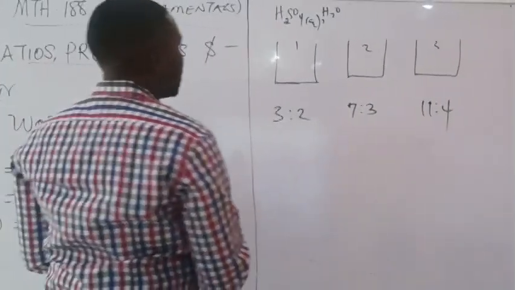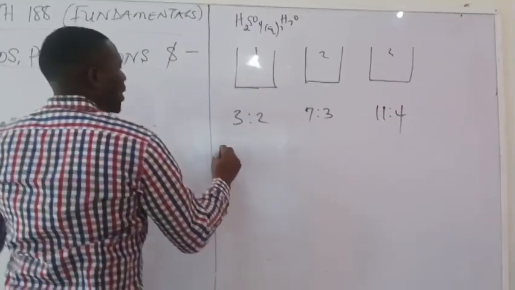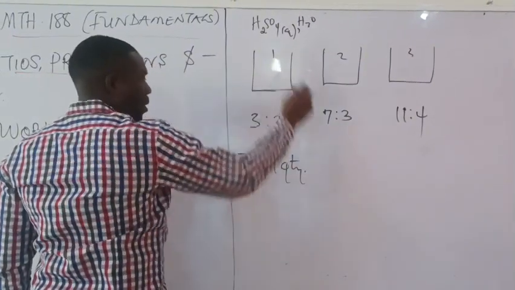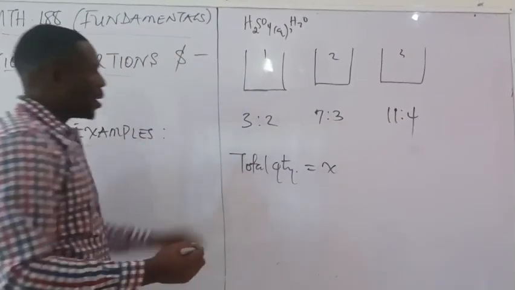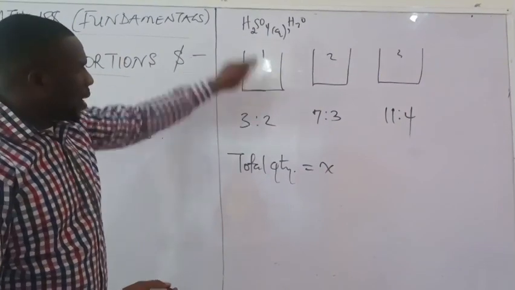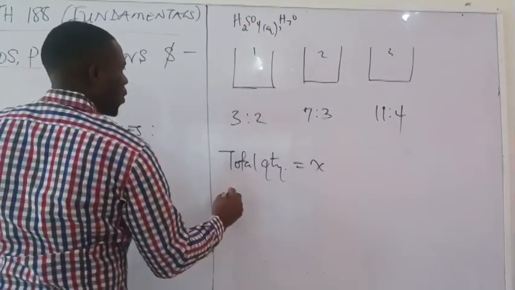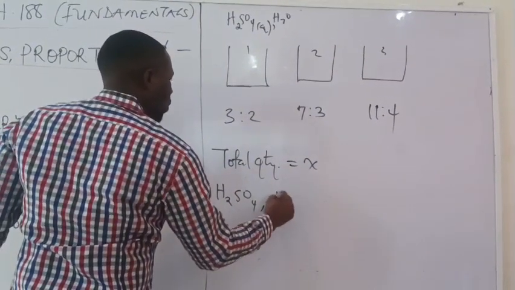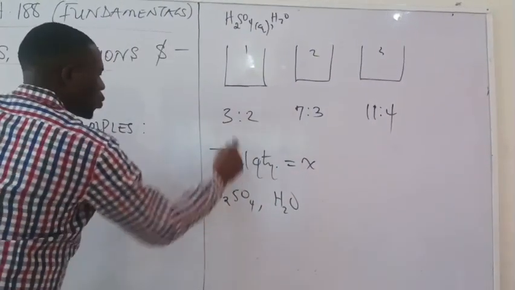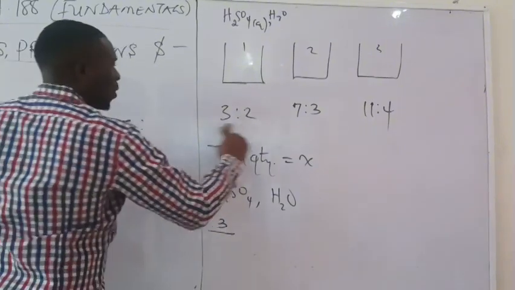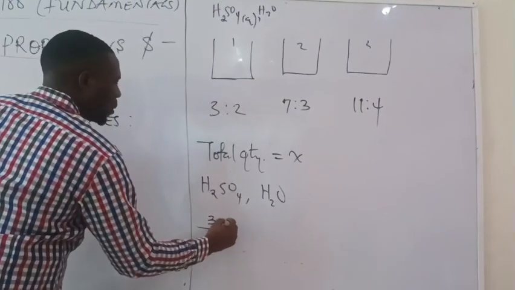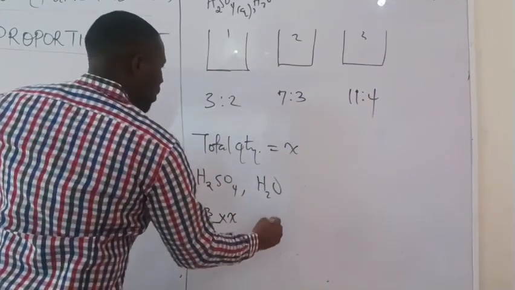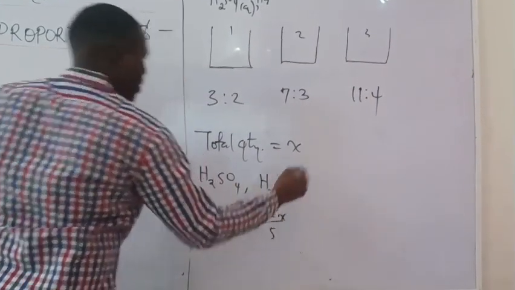So what we'll do is this. We'll say the total quantity in the container, let it just be X. And of course, for the first, this will be for sulfuric acid and this will be for water. Alright, so let's get there. This will be 3 out of the sum of the ratios, which is 5, all multiplied by the total quantity in the container, which is X, we don't know. For water will be 2 out of 5 times X.